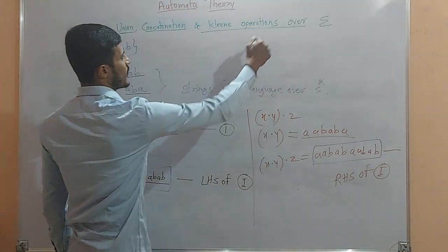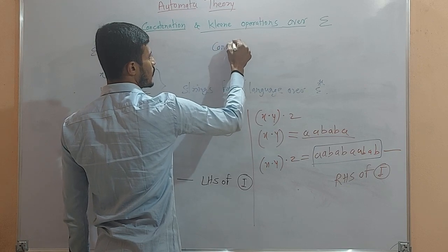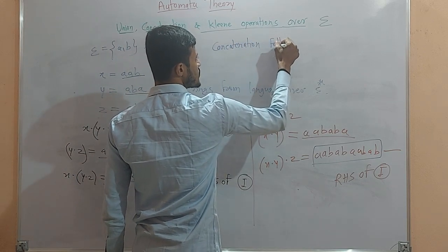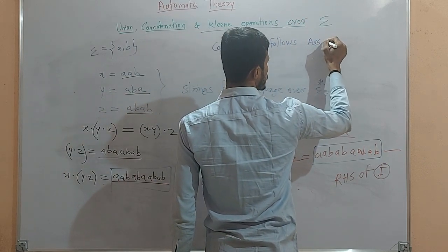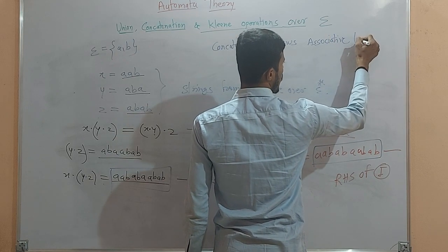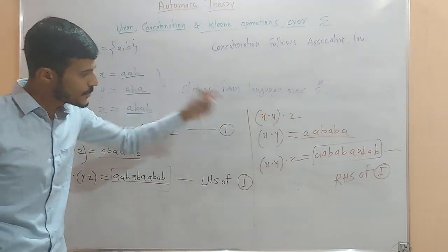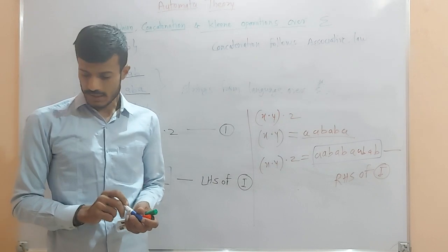It follows, I am mentioning here, concatenation follows associative law or associative property. Concatenation follows associative property, but it does not follow commutative property. Fine.